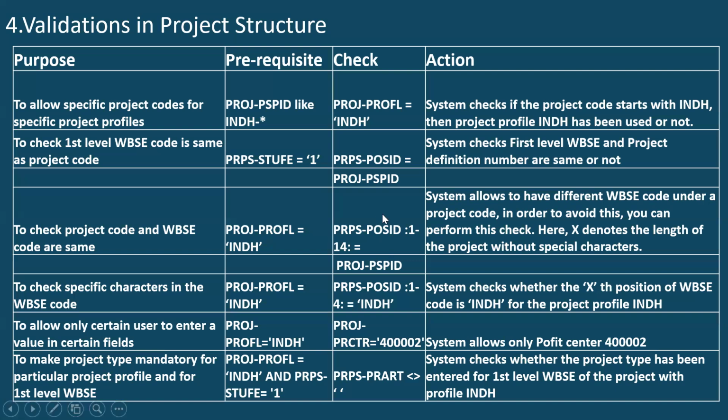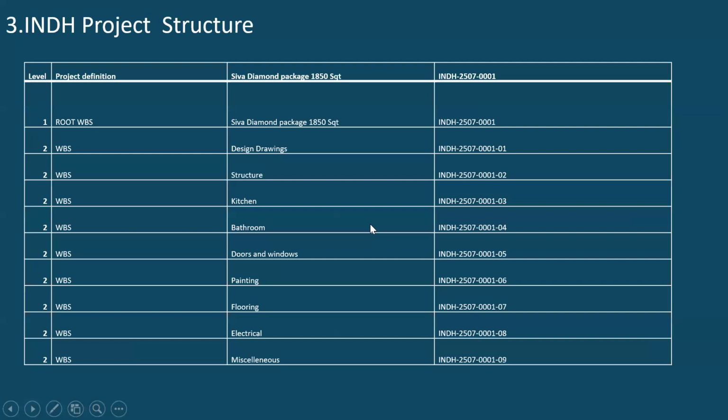If you want to validate the PRPS of 1 to 14, let me go back to the previous slide. For example, if you see, this is what we discussed: 1 to 14 is the same in all the WBS elements. So the user should create 1 to 14 at any level. At level 1, I am just validating whether level 1 is the same as the project definition or not. That validation will work only at level 1.